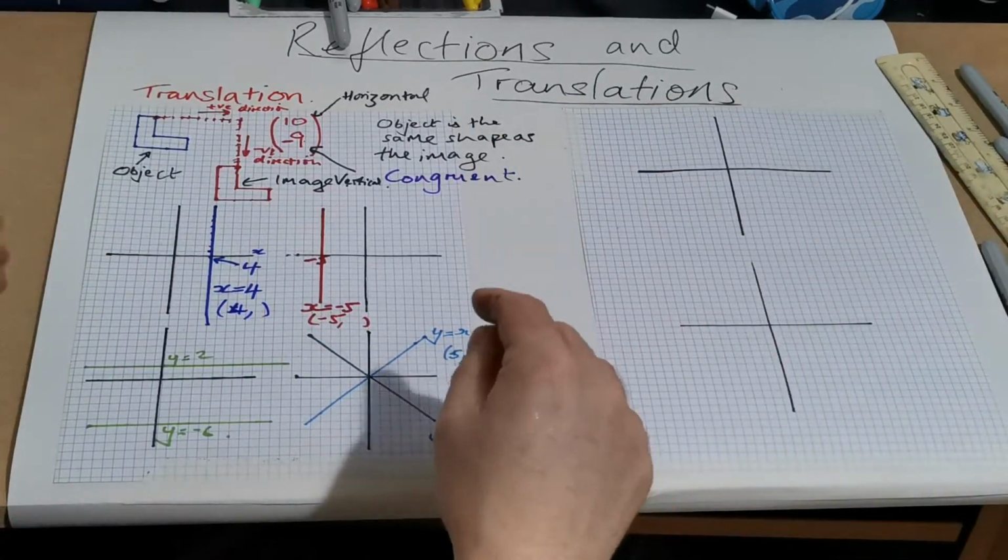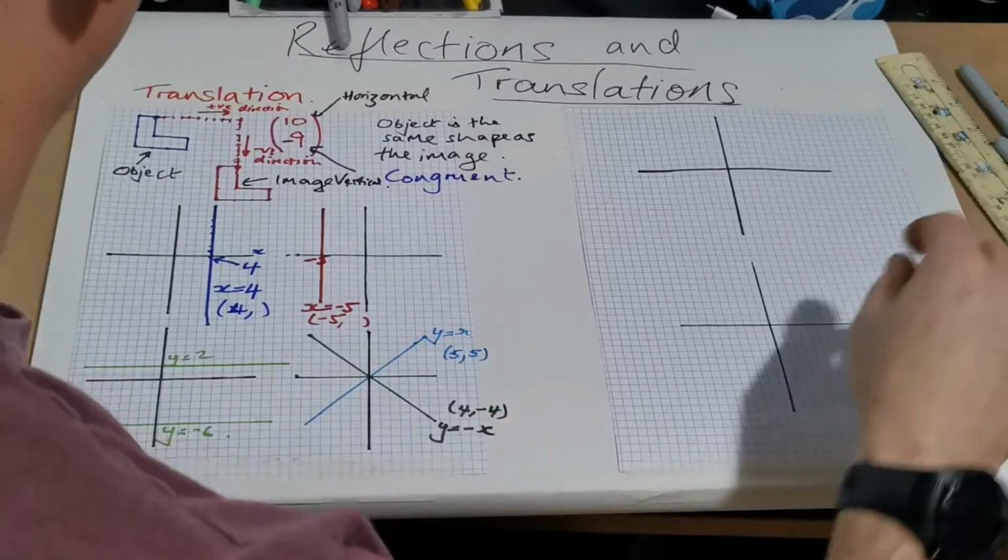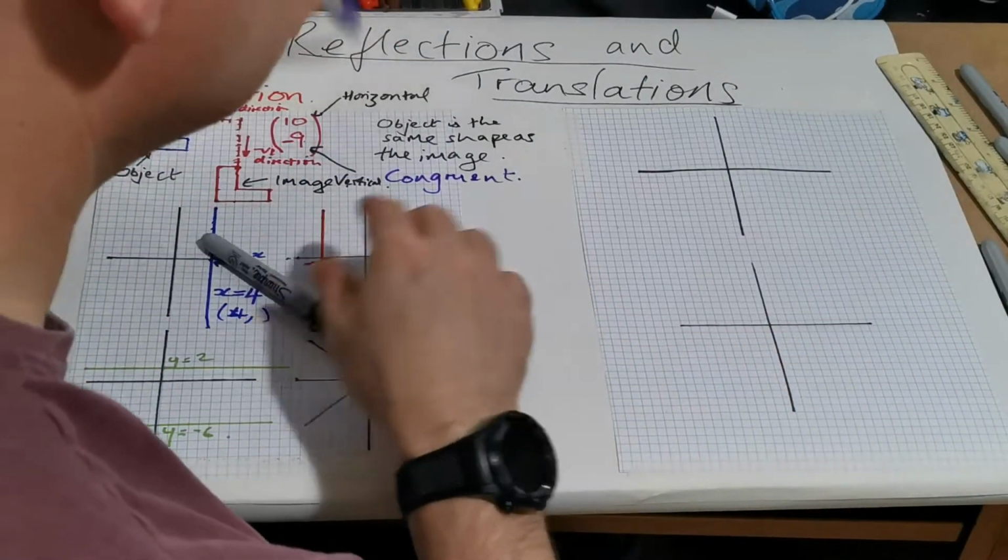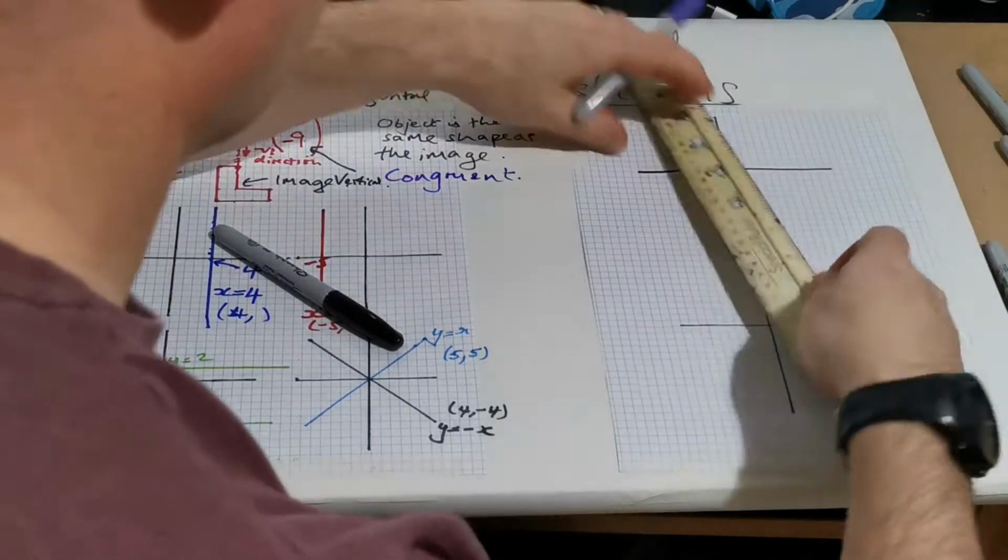So what I'm going to look at now is I'm going to draw a shape over here, just something simple like a rectangle.